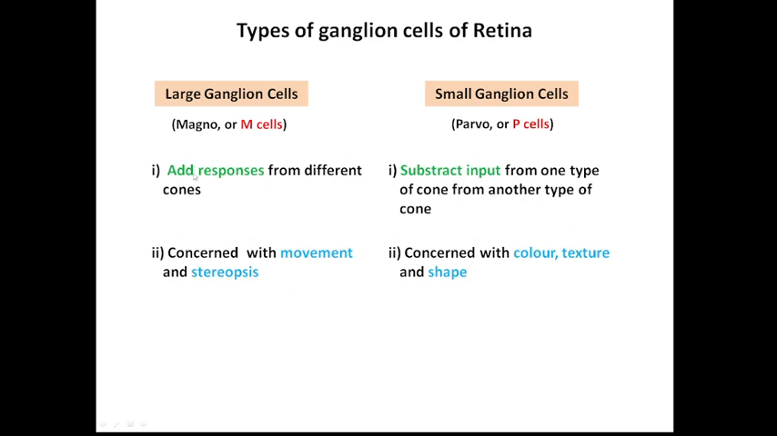The large ganglionic cells are mainly concerned with movements and stereopsis, whereas the P cells are responsible for color, texture, and shape of the object perception.